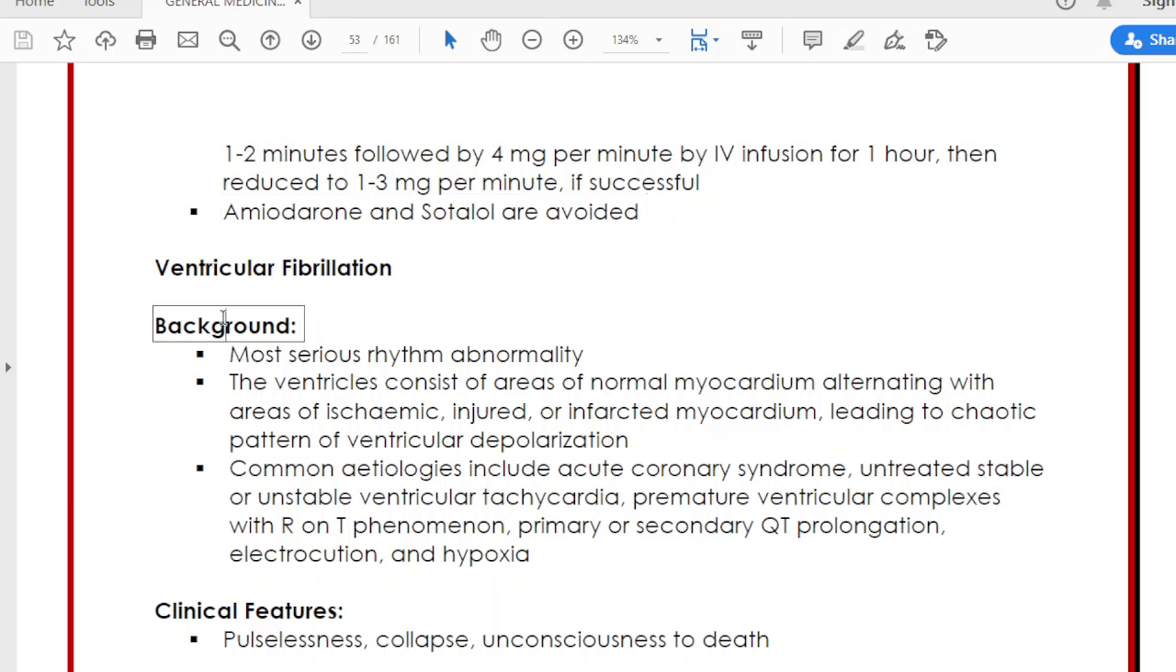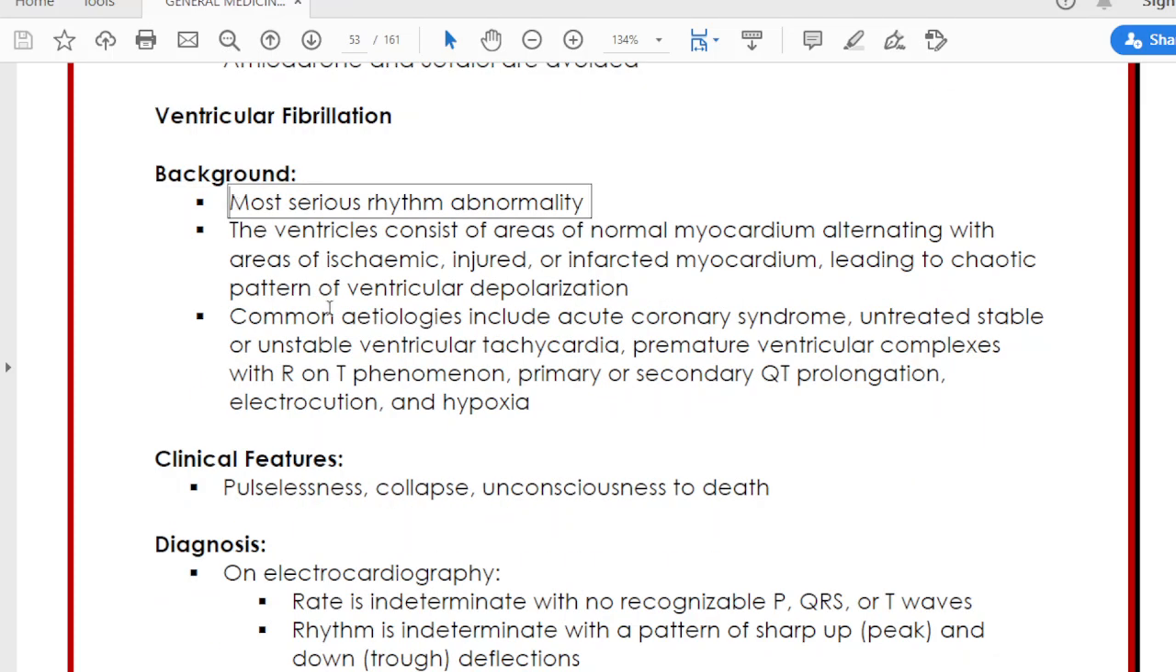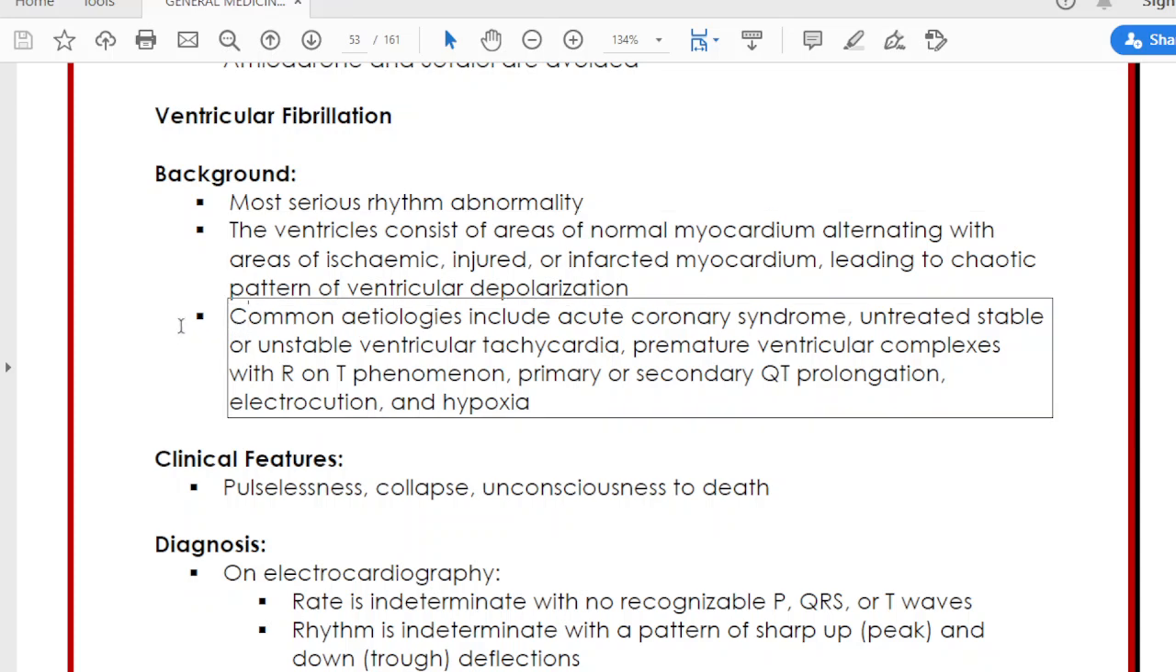Ventricular fibrillation. Background. Most serious rhythm abnormality. The ventricles consist of areas of normal myocardium alternating with areas of ischemic, injured, or infarcted myocardium, leading to chaotic pattern of ventricular depolarization. Common etiologies include acute coronary syndrome, untreated stable or unstable ventricular tachycardia, premature ventricular complexes with R-on-T phenomenon, primary or secondary QT prolongation, electrocution, and hypoxia.